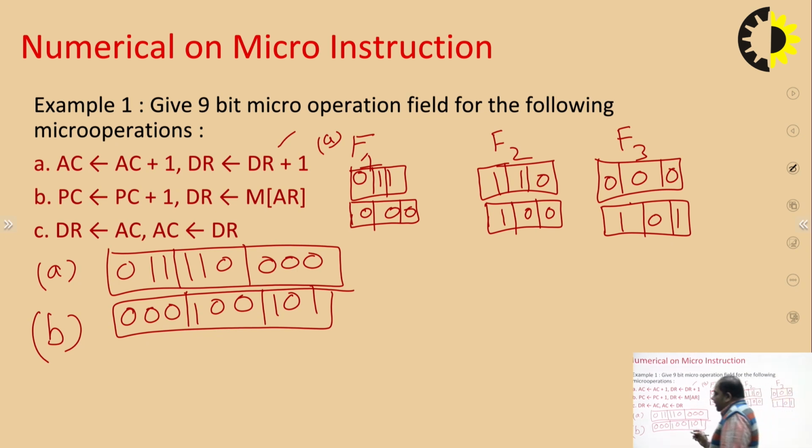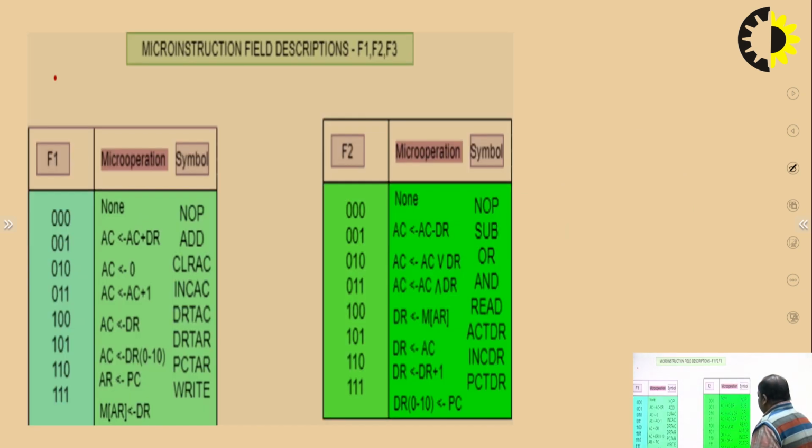Now we take part C. In part C, first we are transferring the AC to the data register and the data register to AC. So in this we use F2 and F3, which are 101 and 100.